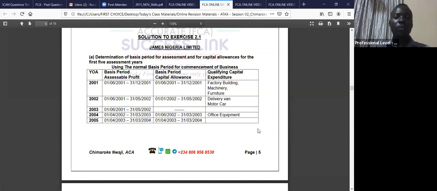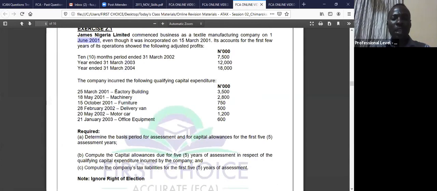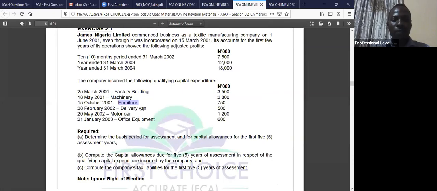Okay, so now that we've done this part, let us look at the capital expenditure that we are going to be charging. If you look at the question here, factory building fell in 2001, machinery fell in 2001, furniture fell in 2001. That's why you are seeing them here. Then you're looking at this date now. Between January 2002 to May 2002, which assets do we have? We have a van and we have a motor car. That's why you are seeing them here.